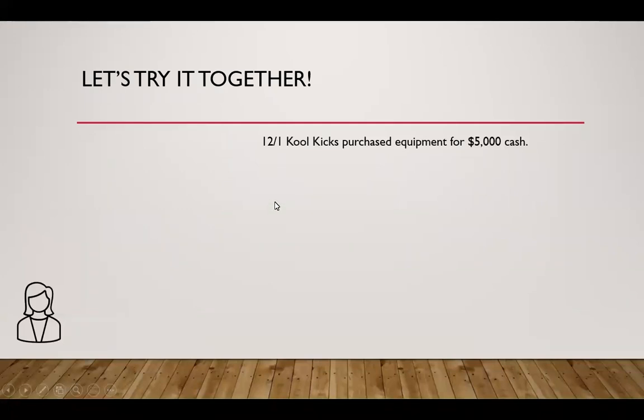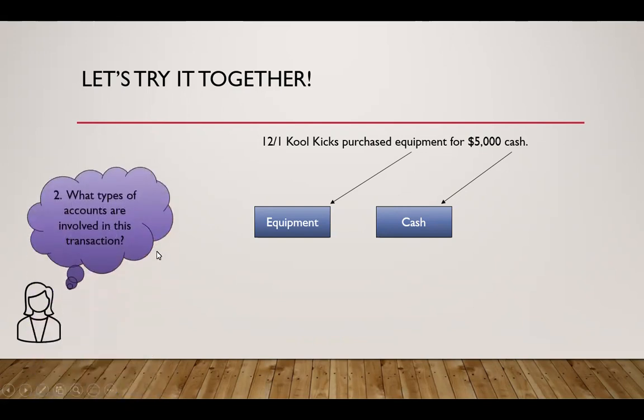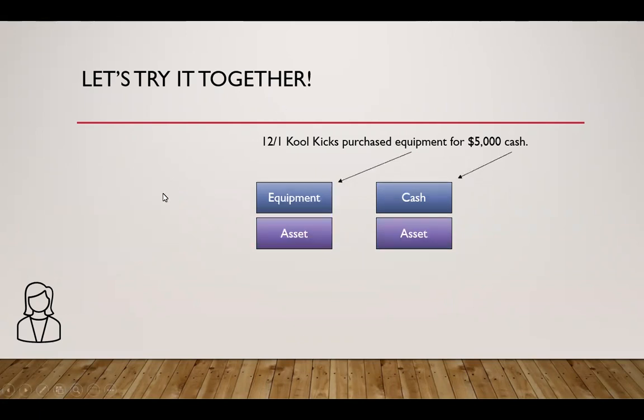On December 1st, again, Cool Kicks purchased equipment for $5,000 cash. So again, we ask ourselves the first question: what two accounts are involved in this transaction? We have equipment and we have cash. The company purchased equipment using cash. The next question: what types of accounts are equipment and cash? Well, both of these accounts are assets. These are resources that we own and control. And a transaction can have two assets. It's just that one better be going up and the other one better be going down, because remember, debits have to equal credits.